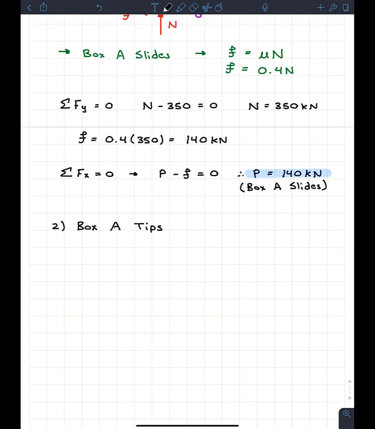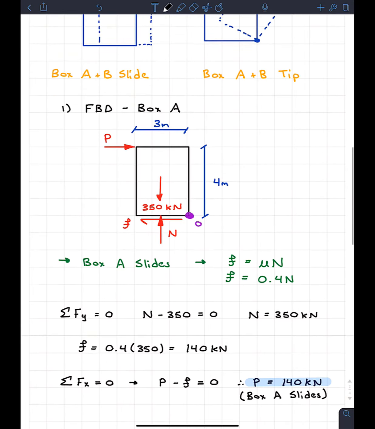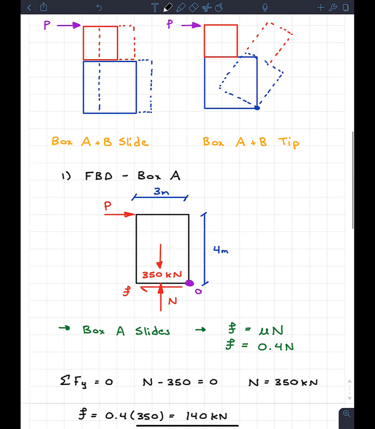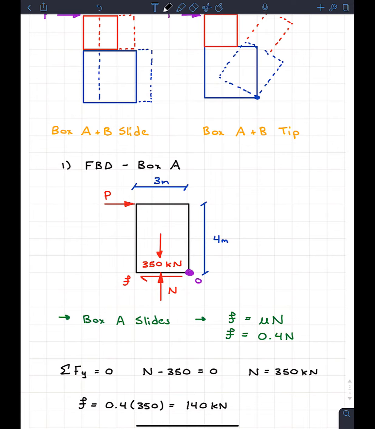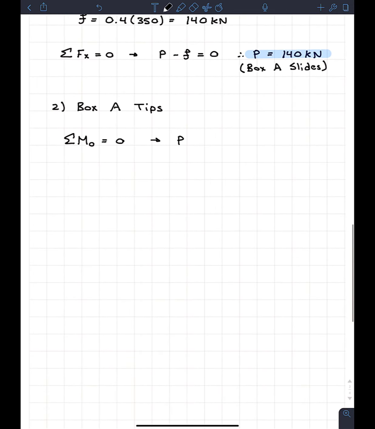So what we're going to do is take the sum of the moments at point O equal to 0. If we look at this, we're going to have P creating a clockwise moment, so it's going to be negative, and it acts at a distance of 4 meters. So we're going to have negative P times 4 meters.